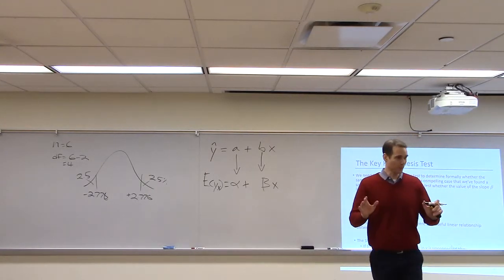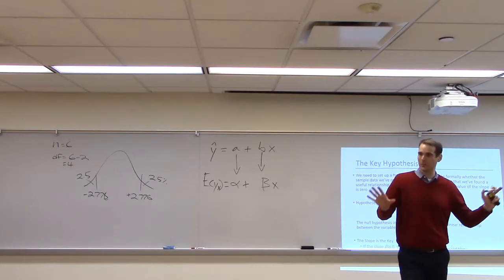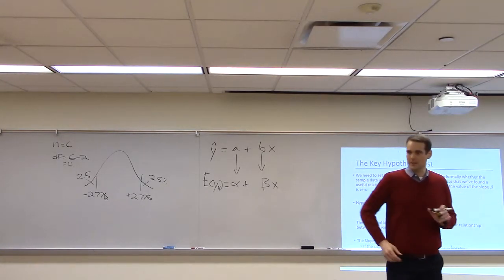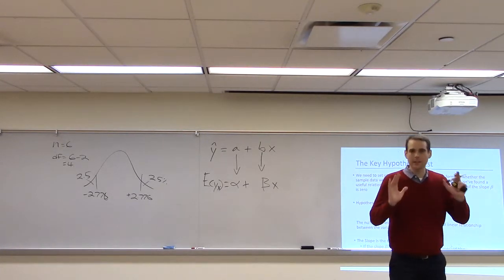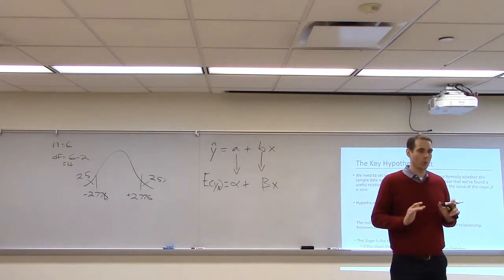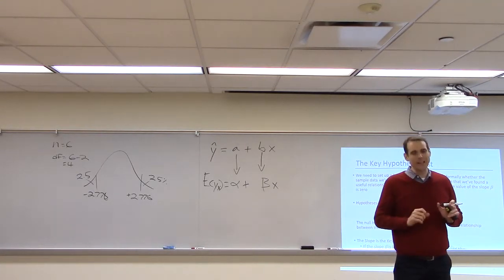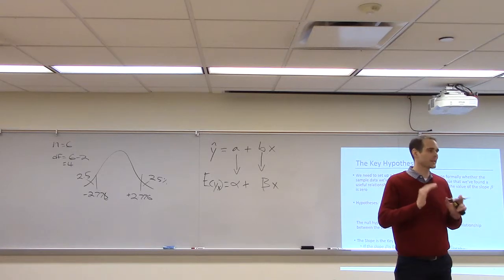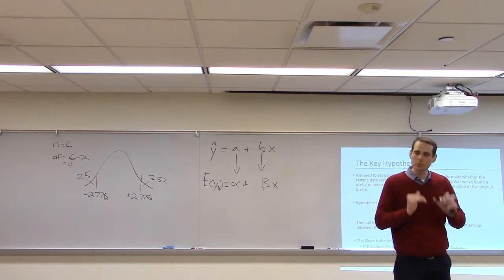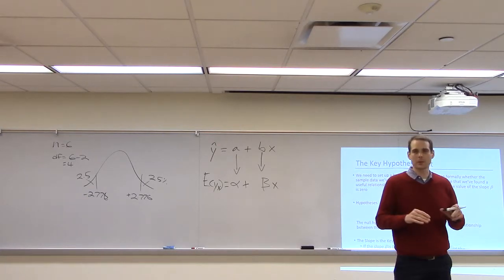We've done some work. We took a random sample of 6 students, and we calculated this estimated regression equation. Even though we see a positive slope in this sample data, can we really infer that the true population slope is something other than 0?